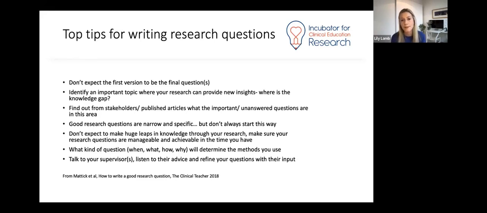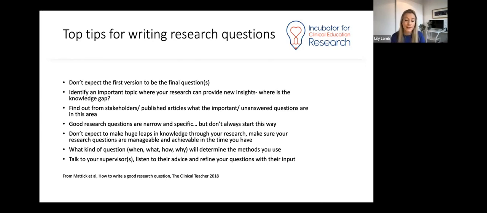I think a really important lesson that I've learned is the importance of not only looking for published articles, but also talking to people. So talking to key stakeholders about what the important and unanswered questions are in this area. So for me, that meant meeting up with medical students, meeting up with GP educators, meeting up with some senior people from the Royal College of GPs and saying to them, this is my thought, what do you think? And they can provide a really interesting perspective, which can help work out what the research questions are.